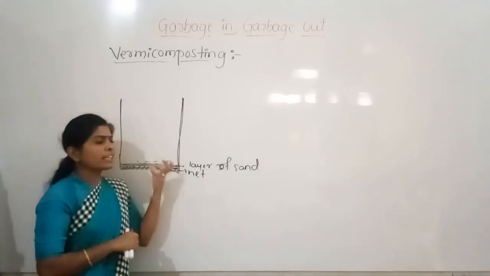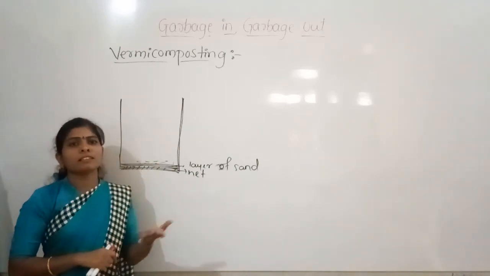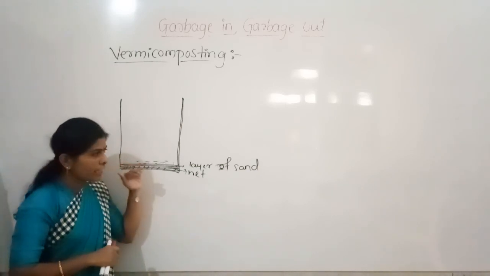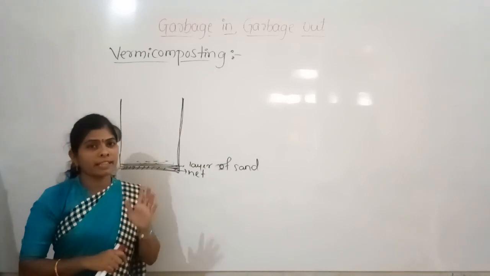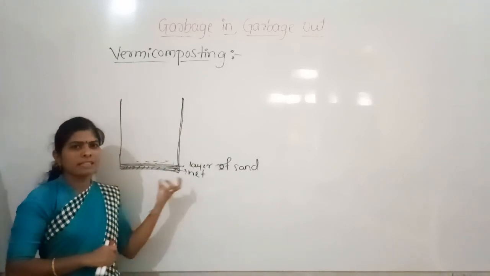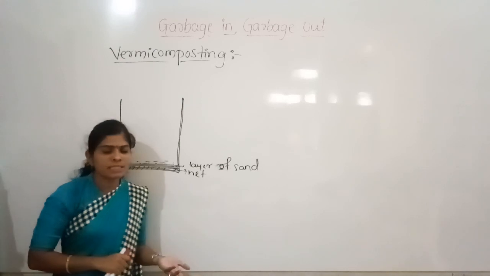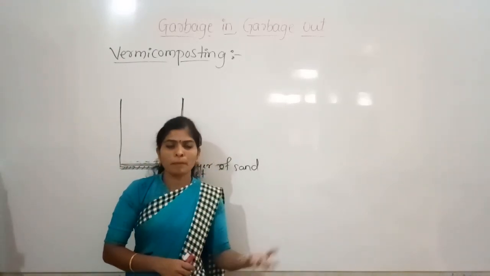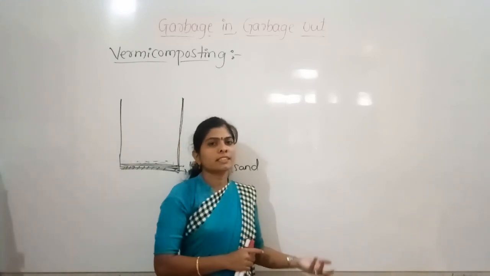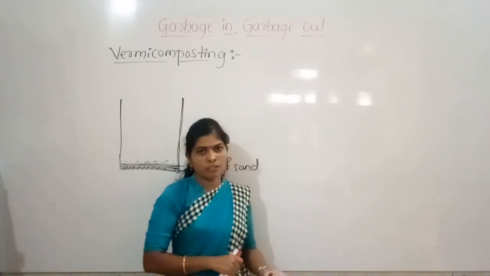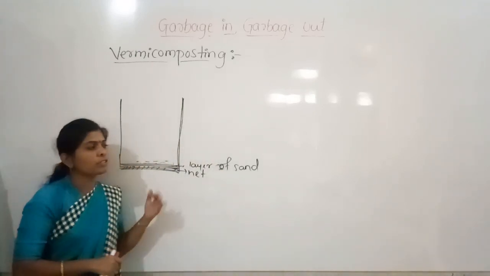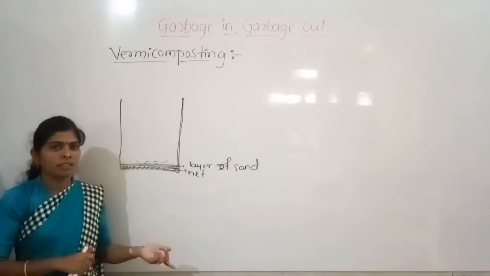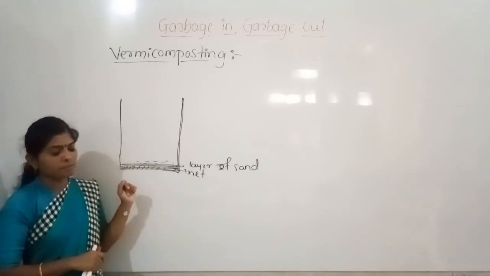You can also spread some sheets of paper and cardboard, because they are biodegradable. Whatever we use here should be biodegradable. Paper is made from plant parts, so it is biodegradable, and cardboard is also made from plants. So we can use such kinds of waste which are biodegradable, but other than that, we should not use it.